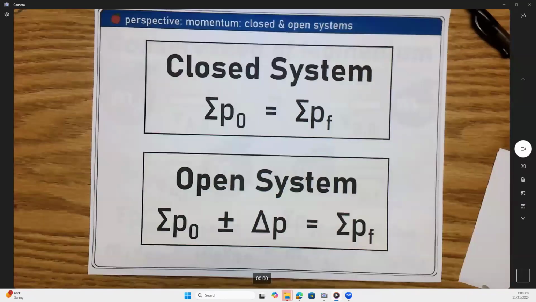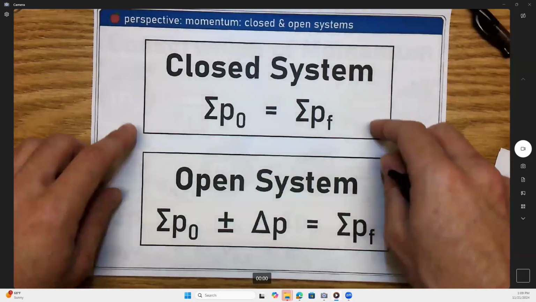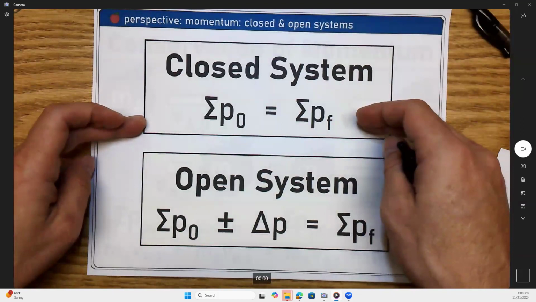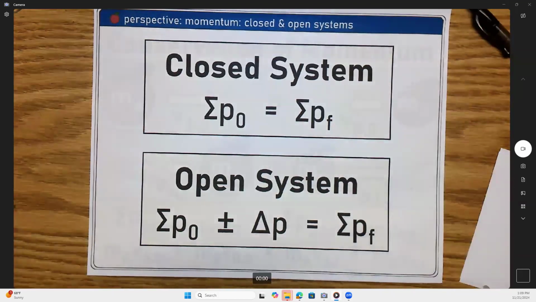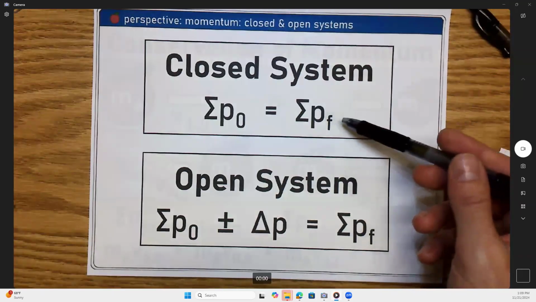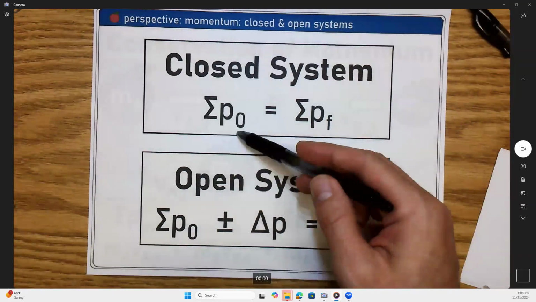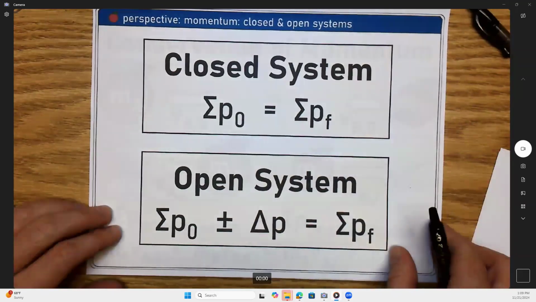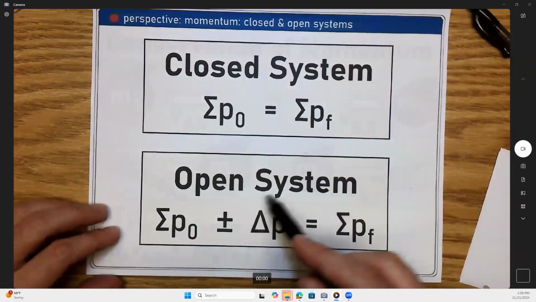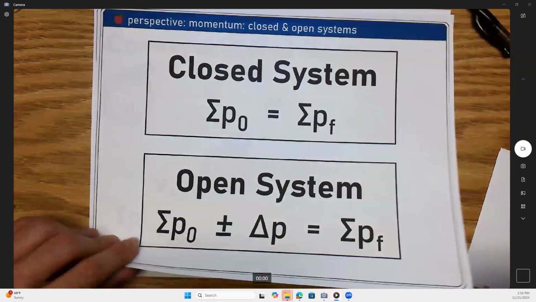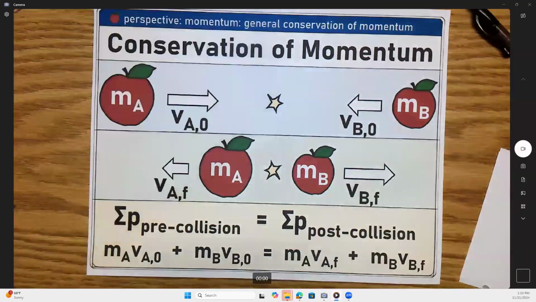Just to remind you, closed system, open system, here's a different perspective. If it's a closed system, the old way of thinking was there's no energy entering or leaving, or maybe there's no external force. Now here's the same idea, just different context. Momentum is conserved. The sum of momentum before the collision equals the sum of momentum after the collision. If it's open, maybe there's an external force for some time interval. We'll talk about that later, called an impulse. We'll stick to closed for the last few minutes here today.